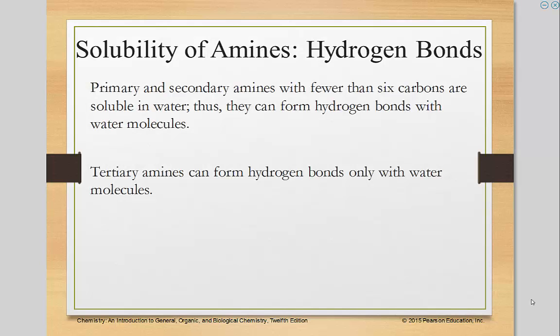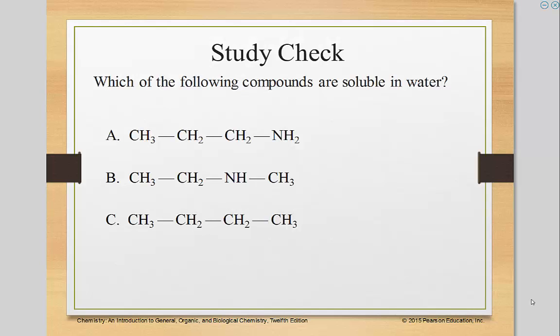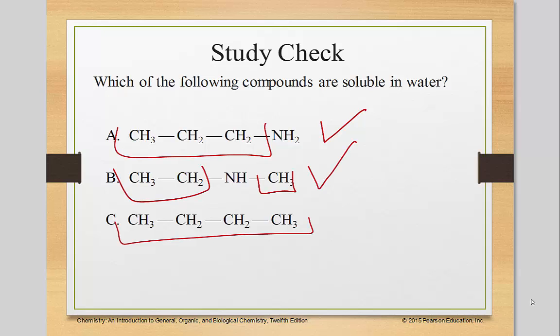Primary and secondary amines with fewer than 6 carbons are soluble in water. Thus, they can form hydrogen bonds with the water molecules. So here we go. This has more than 6 carbons, so it is not soluble in water. It's just too nonpolar. So if we look here, this one has 3 carbons, so this one's soluble. This one has 2 and 1 more, so that's 3. That's soluble. There's no nitrogens here. It's a trick question. That one's not soluble.